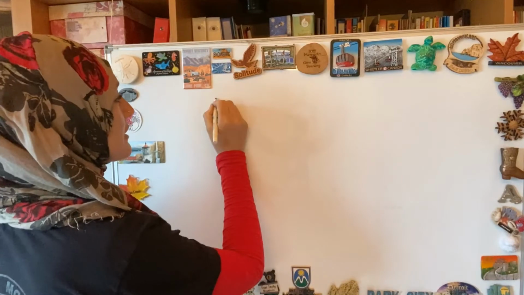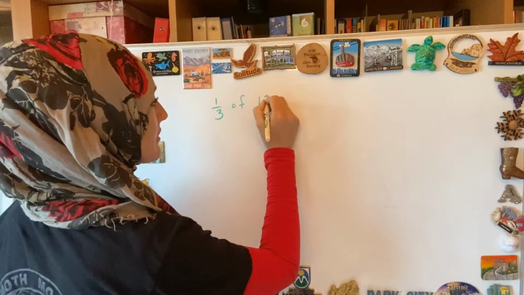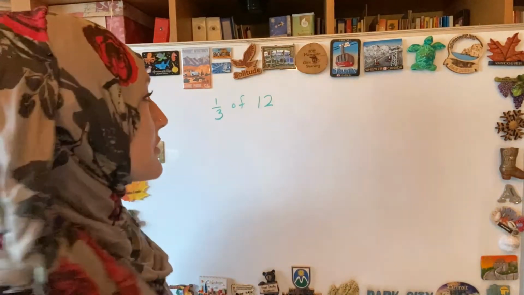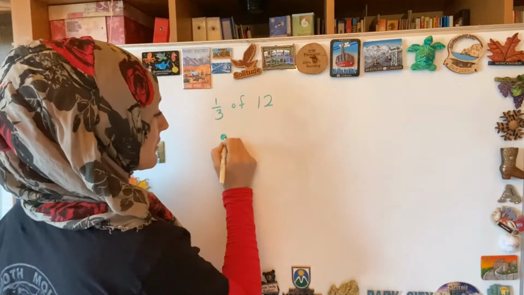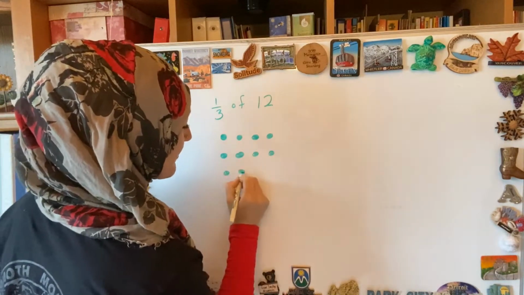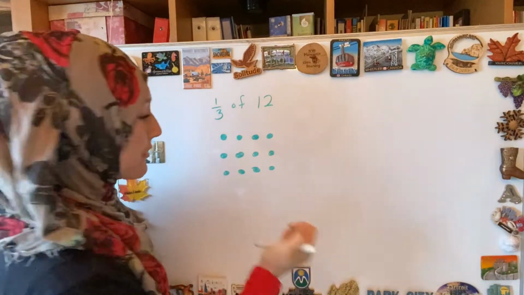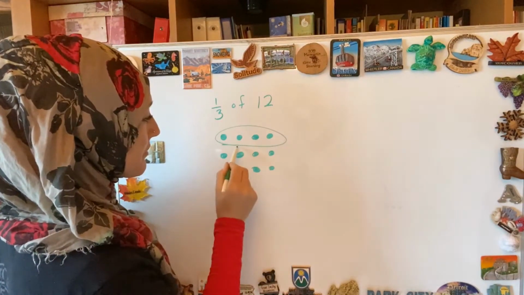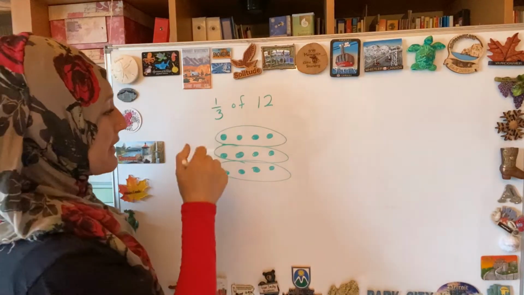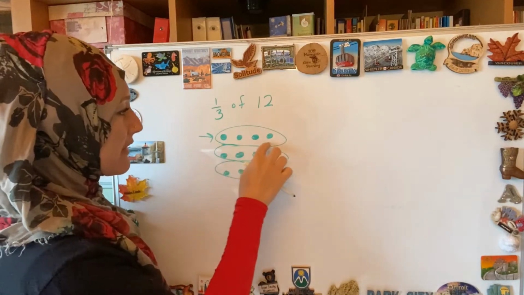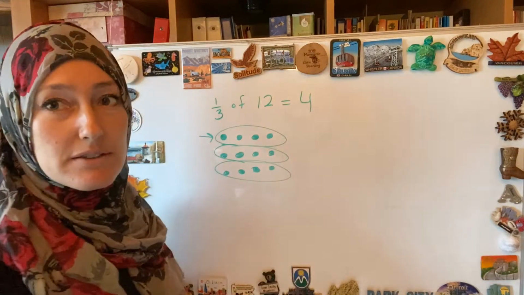So what if I had 1/3 of 12. So again, I'm going to draw my amount of items first. Okay. Then I need to say, okay, I group them into 3 groups. So here's a group, a group, and a group. And then I need 1 out of those groups. How many are in there? There are 4. So 1/3 of 12 is 4.